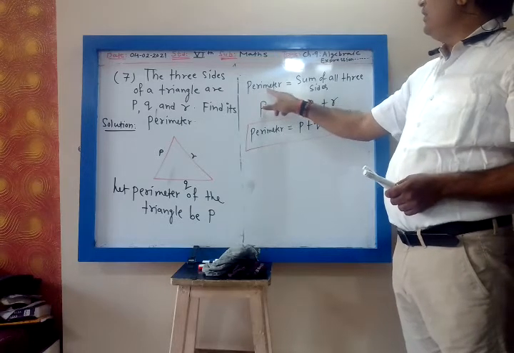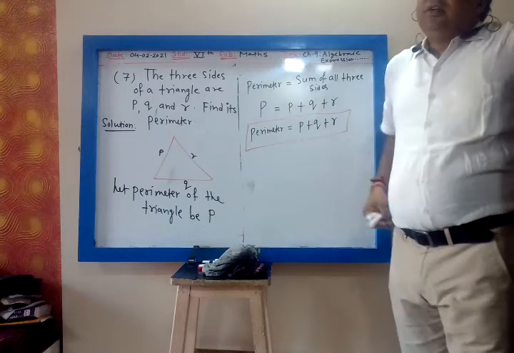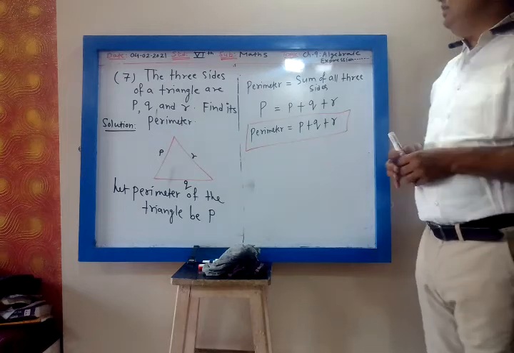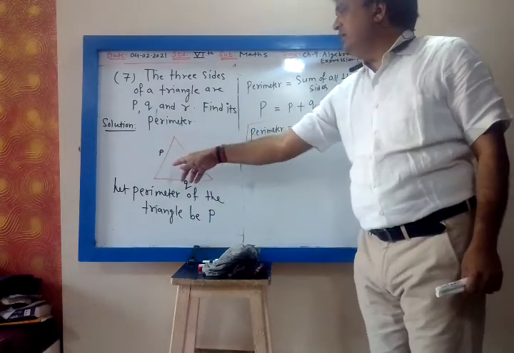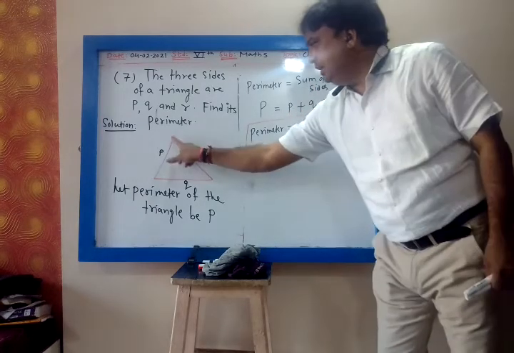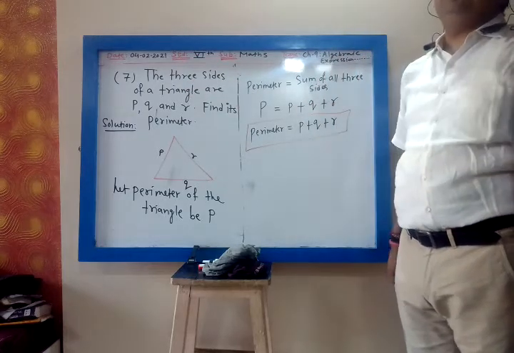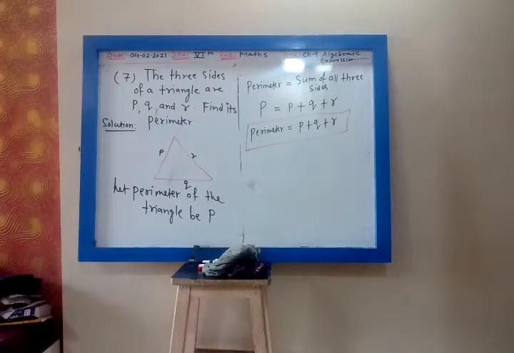Perimeter, P-E-R-I-M-E-T-E-R. Perimeter we denote by capital P. So perimeter of a triangle is the sum of all the three sides. We are given the first side as P. Sum means add. So P plus Q plus R. When you add all the three sides, you get the perimeter of the triangle.